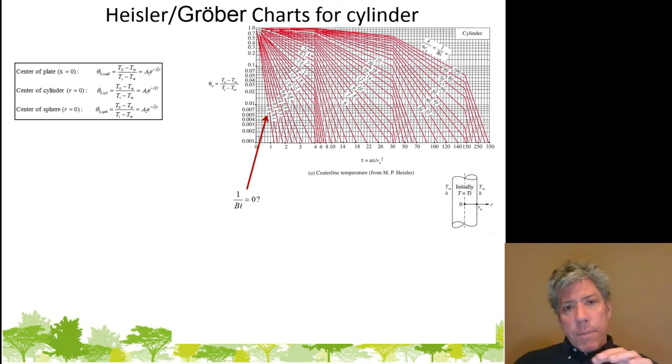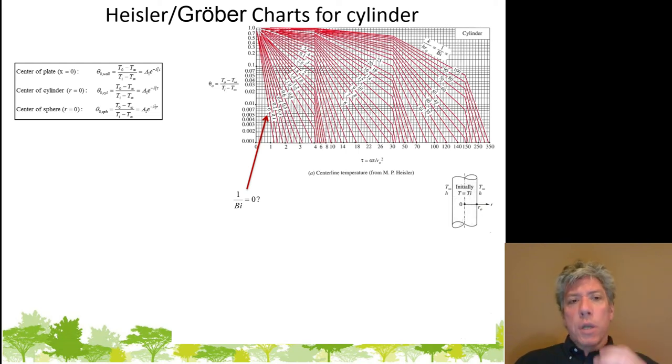What it means is that the convective resistance is essentially zero. Okay? So if the convective resistance is zero, well, let's see. The 1 over Bi number would be convective resistance over conductive resistance. Yeah, so convective resistance being 0 would give us a 1 over Bi number of 0. So what does that mean? Well, what that really means is that the surface temperature of the body is specified.